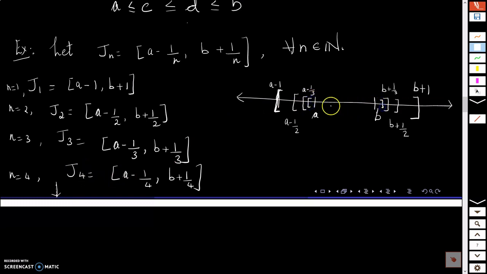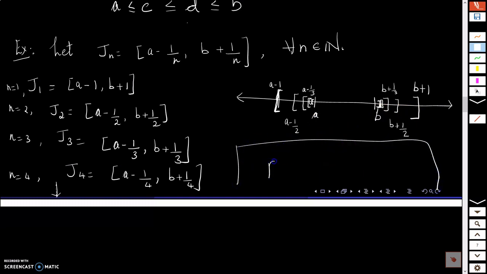Can you all see that from the left hand side, I'm coming very close to A, and from the right hand side, I'm coming very close to B. But can this be equal to A anytime? The left endpoint will be equal to A only when 1 by n is 0, and there is no natural number n such that 1 by n is 0. So this number is going to come very close to A from the left hand side, and the other endpoint, b plus 1 by n, is going to come towards b from the right hand side.